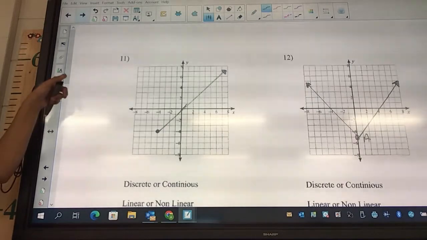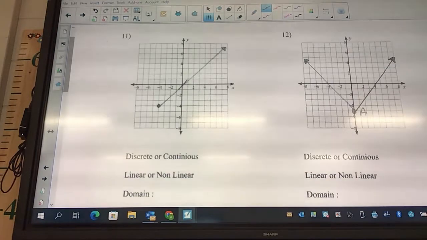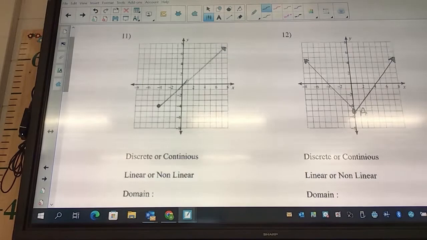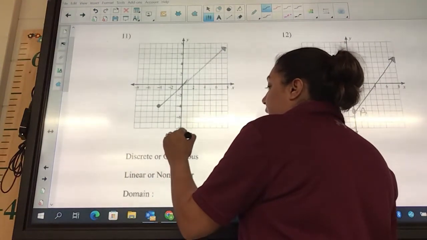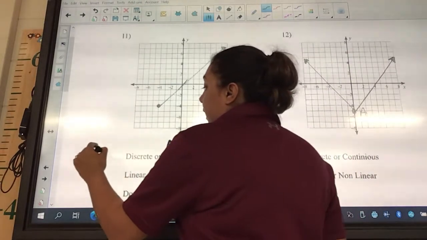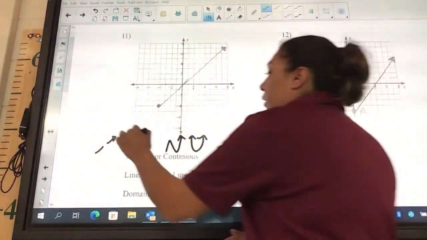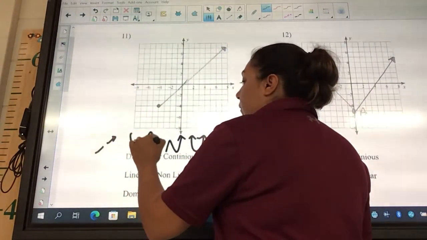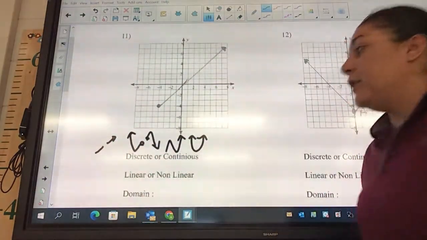Okay, the next section on here, discrete or continuous? I think it's continuous. What does that mean? Okay, close. So discrete is going to be anything with like breaks. So continuous is going to look like this or like this. Discrete has a gap in between the line. Okay, so maybe it looks like, see how there's a gap there? So that's the difference between discrete or continuous.